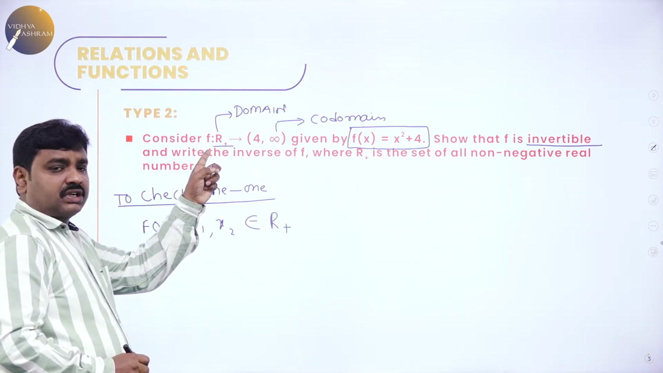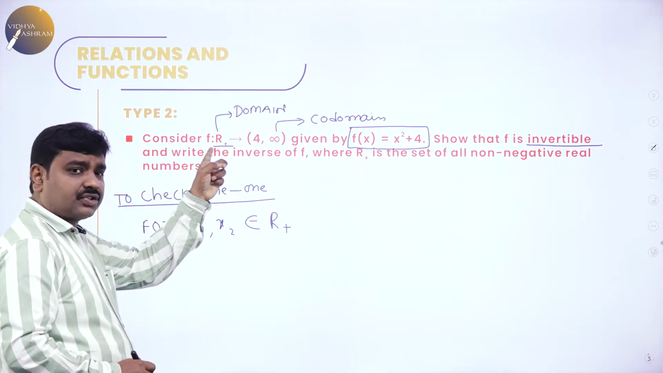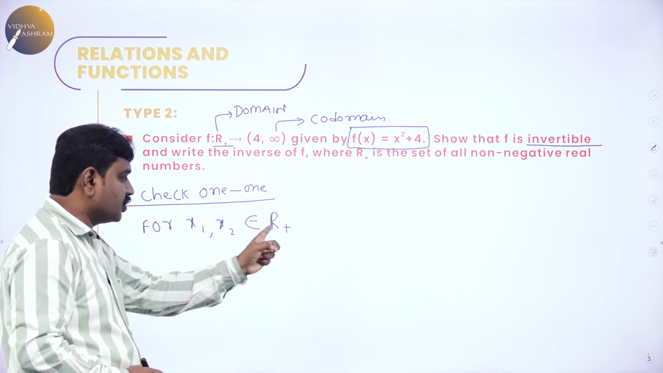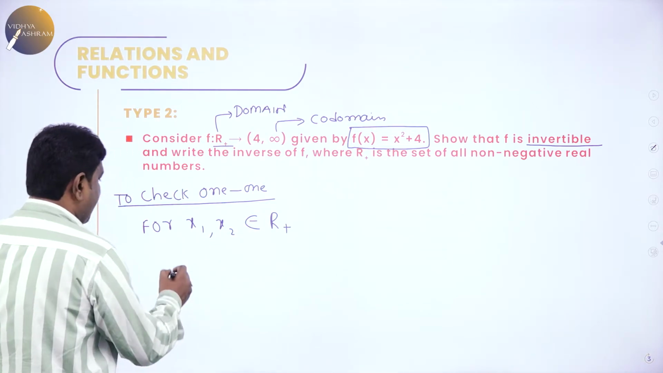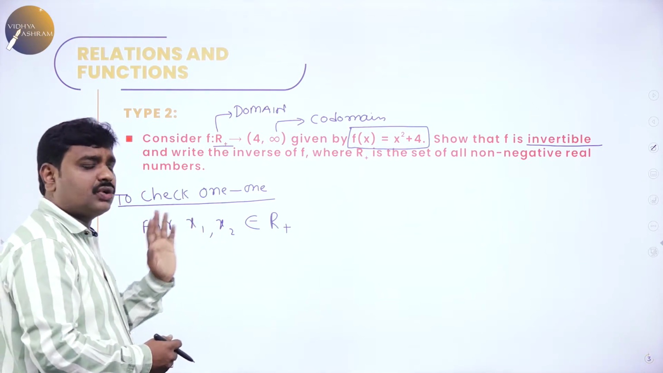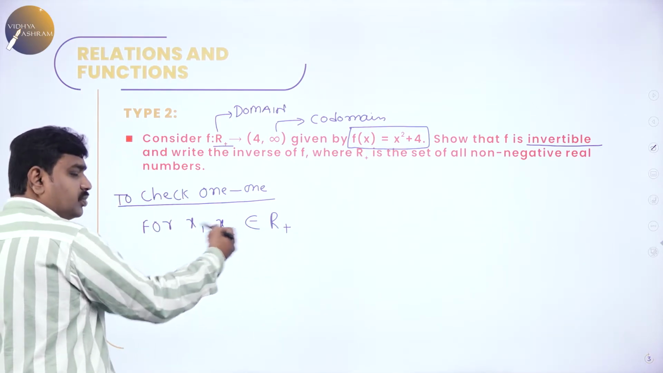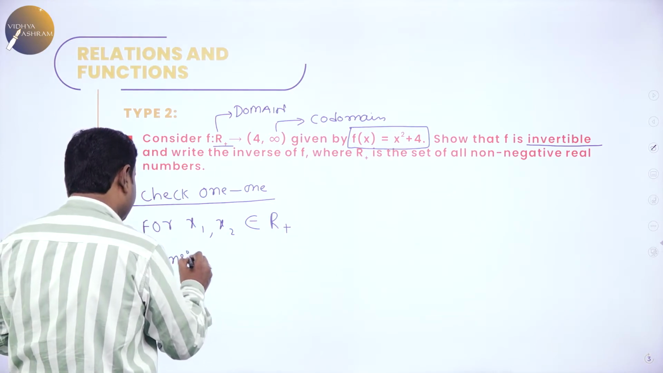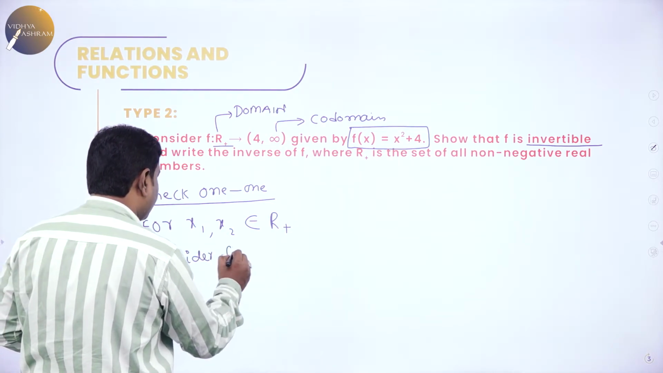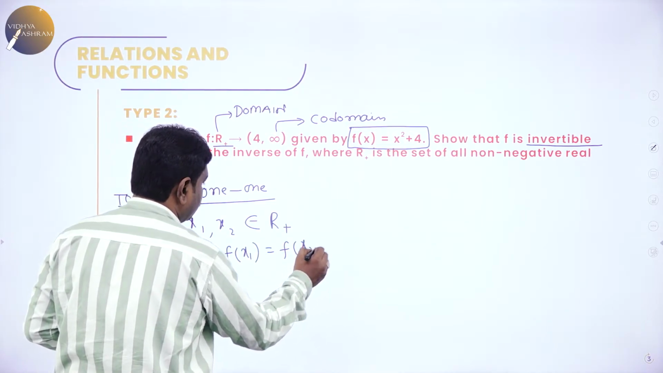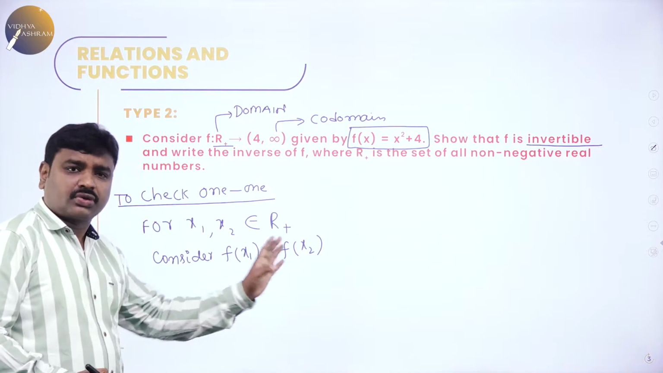So, the first set before the arrow mark is called the domain, R plus. Take 2 elements belonging to the domain, which means they are positive numbers. Now, non-negative real numbers means what? Positive and 0 also. For x1, x2 belonging to R plus, we consider f of x1 is equal to f of x2. We are assuming the image of x1 equals the image of x2.